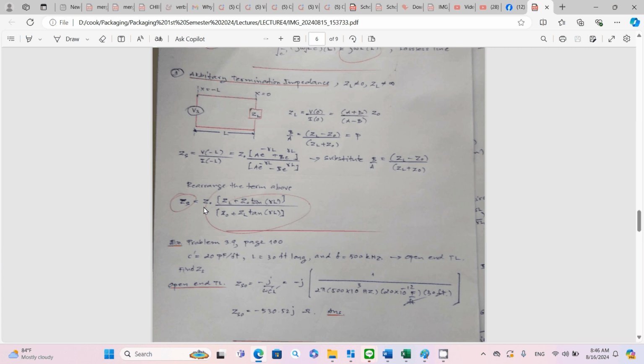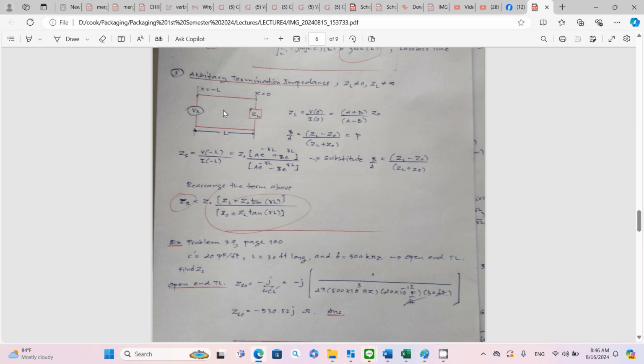Finally, you have your source impedance equal to Z0, that's the characteristic impedance, multiplied by (ZL plus Z0 tanh γL) divided by (Z0 plus ZL tanh γL). Okay, and that's for arbitrary termination impedance.